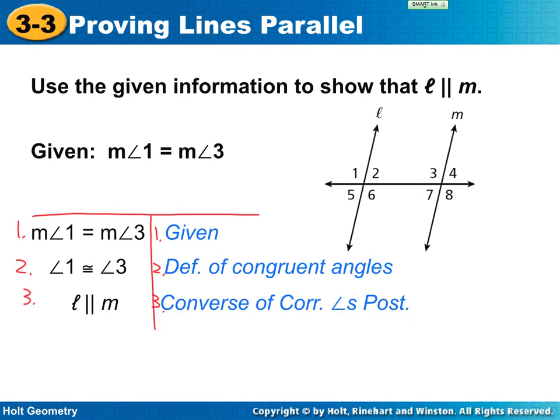Why did we have to go from line 1 to 2? Why couldn't we just go from 1 to 3? Well, what's the hypothesis of this converse say? Doesn't it say the corresponding angles are congruent? So you've got to get them congruent. You can't just have them have equal measure. So that's why that step had to be in between. All right, got what you want, note takers? Let's try another one.